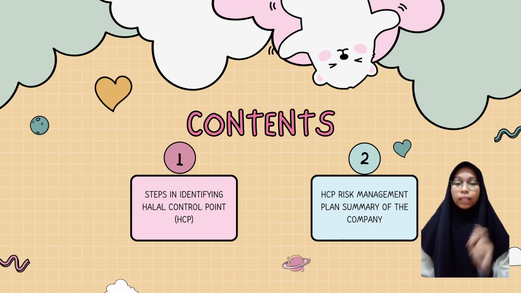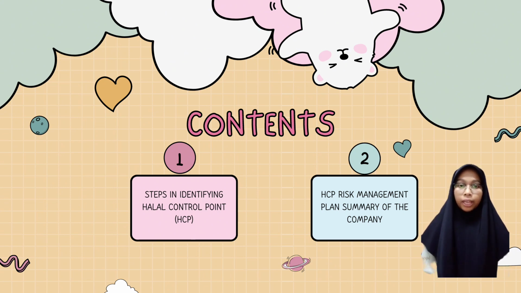So, there are two contents of the presentation. The first one is the steps of identifying halal control point, and the second one is halal control point risk management plan summary for the company.